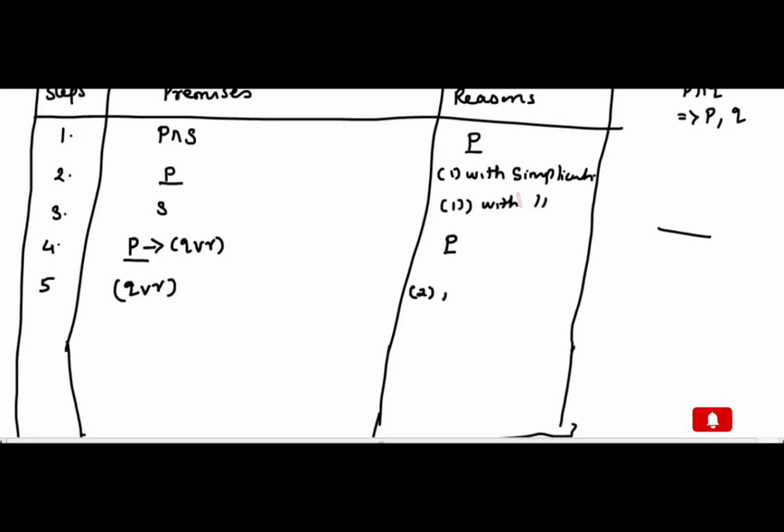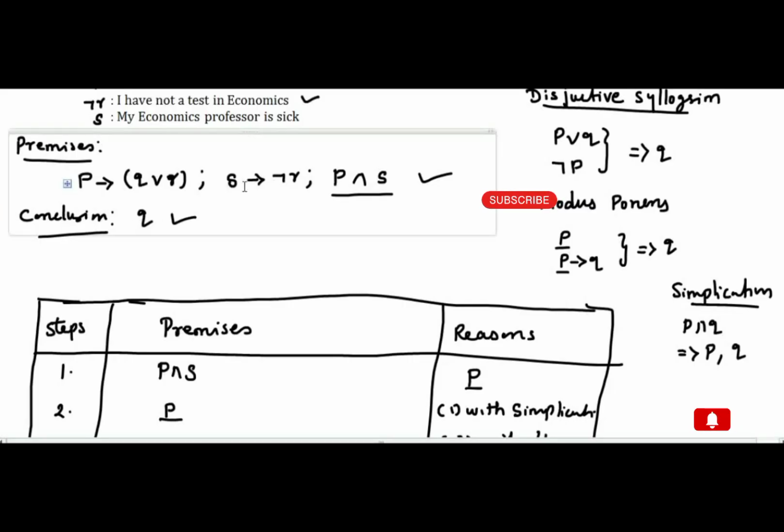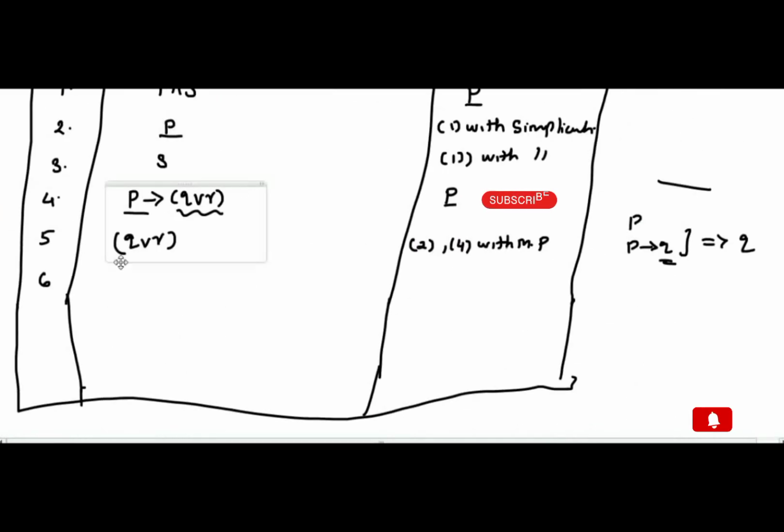So what is the reason? Step number two, step number four with modus ponens law. What is modus ponens law? P then Q. We can write Q only. What is the Q value here? This is the Q value. So we get Q or R. So next step, using these five steps, we are unable to write Q directly. So I am going to introduce one more premise. What is the one more premise? This premise. Yes, S then negation R. So step number six, I write S then negation R. This is a premise.